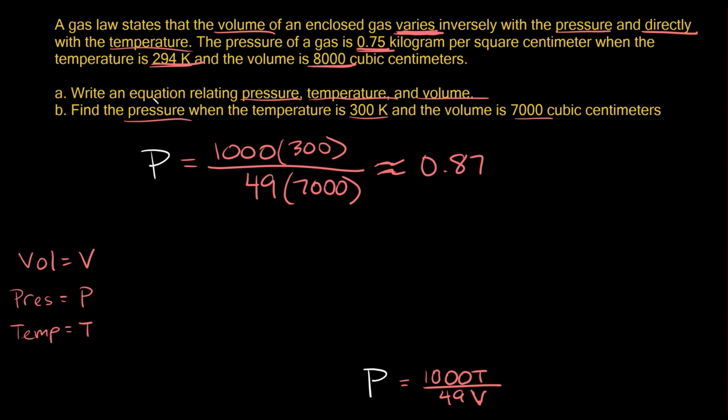And what are our units? Well, the units for pressure that were given in the problem, let's see. It says right here, the pressure of a gas is kilograms per square centimeters. So kilograms per centimeters squared.